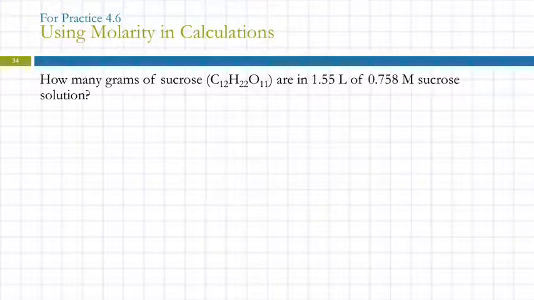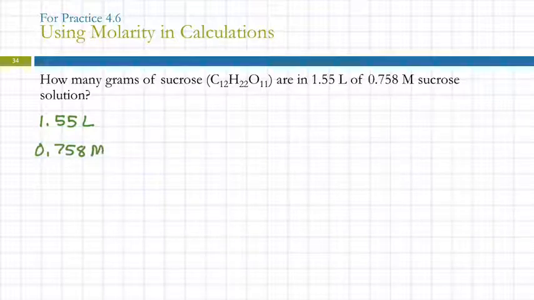So let's calculate the mass of sucrose in this solution. We've got 1.55 liters of sucrose solution, and the concentration is 0.758 molar. So we've got 1.55 liters of solution.